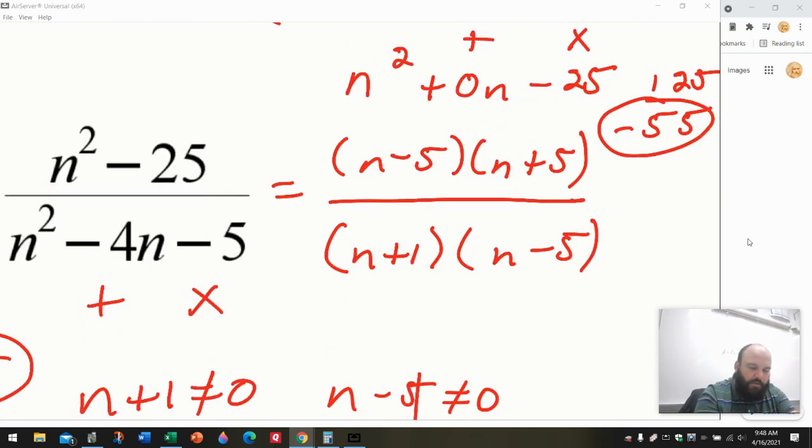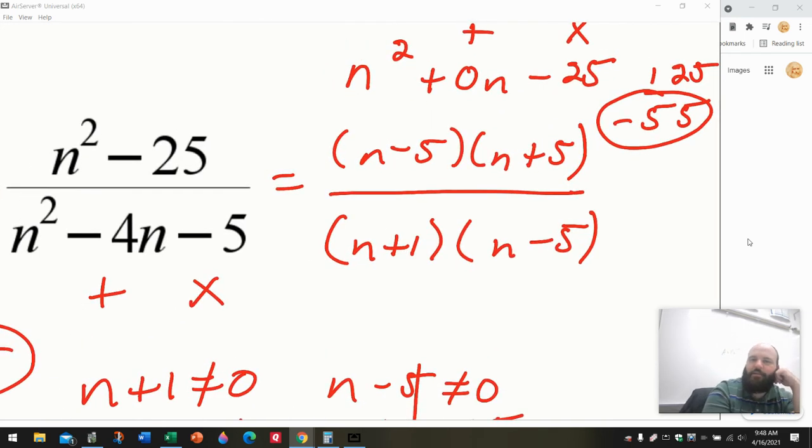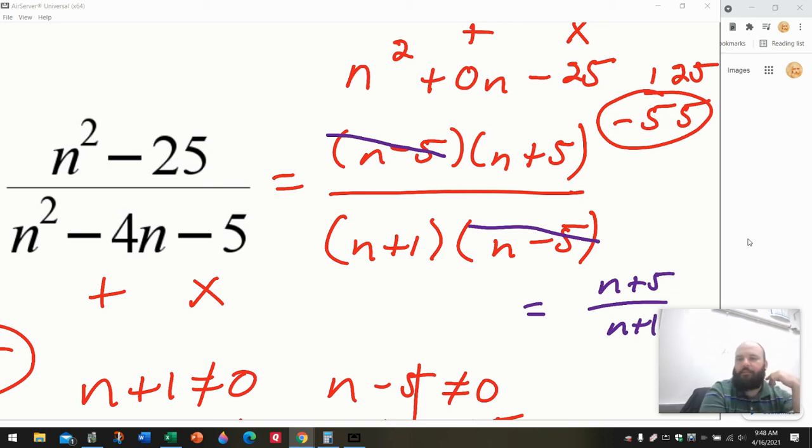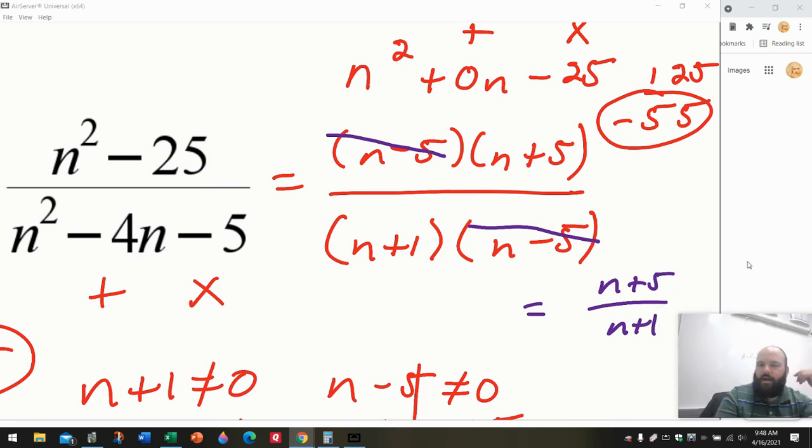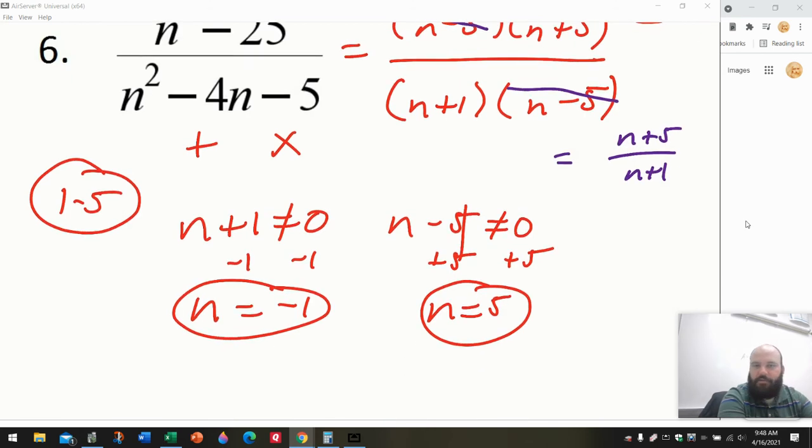Now, the last thing we're going to do, now that we've found our restricted values, we'll go back up and cancel or cross out any like factors that you see. In this case, we have an n minus 5 on the top and the bottom, so we can cancel that out. And what we are left with is n plus 5 on top and n plus 1 on the bottom. And there is our final answer for this one: n plus 5 over n plus 1. Our two restricted values are n cannot be -1 and n cannot be 5.